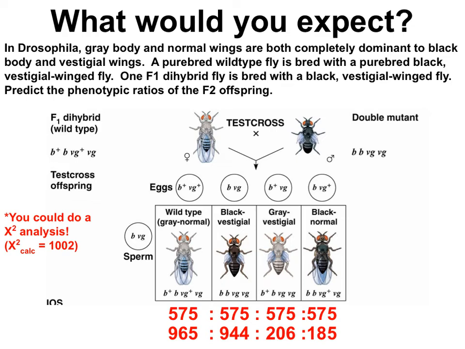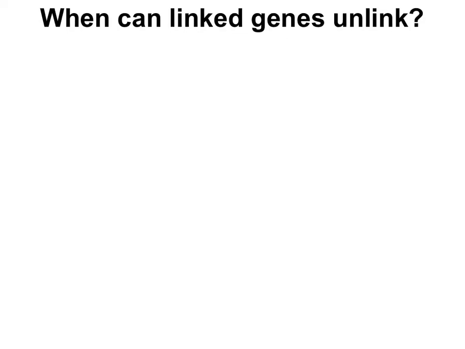But there's something else that's weird about this data. Gray body and normal wings don't always stay together, just like black body and vestigial wings don't always stay together. So there's something else going on here. The linkage between the two traits isn't a complete linkage. So this begs the question, when can genes unlink?